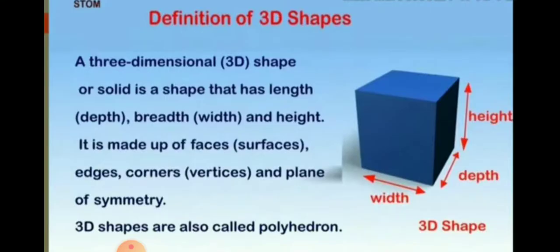Now let us see what is a 3D shape. A 3-dimensional or 3D shape or solid is a shape that has length, that is depth, breadth, that is width, and height. It is made up of faces, which are also known as surfaces, edges, corners. Corners means vertices, and plane of symmetry. 3D shapes are also called polyhedron. Here in the diagram you can see what is called width, depth, height.